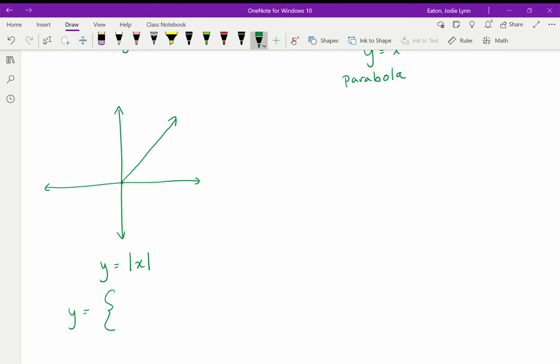So y equals x when x is greater than or equal to 0. And it's equal to the line negative x when x is less than 0. So positive x's get left alone, negative x's get negated. So it turns out to look something like a triangle. And the more absolute values you add in, the more different bends you will have in your function.